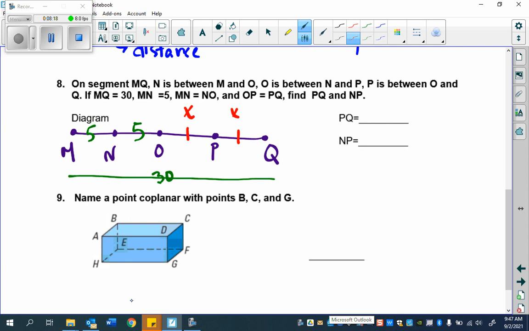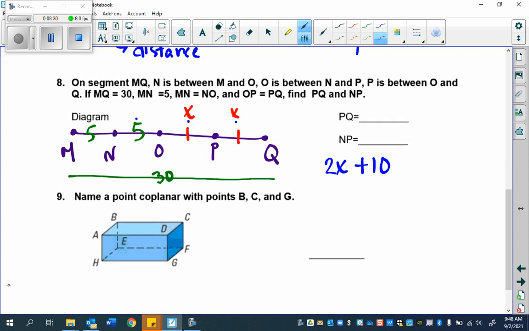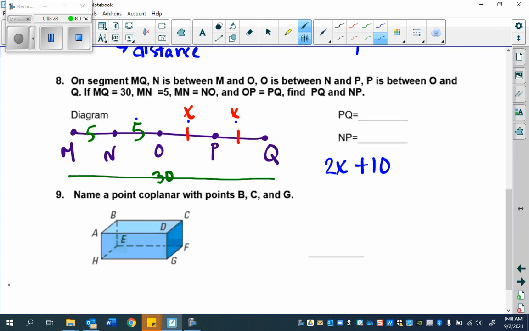So when I go to write an equation that represents all of this information, I know that 2x from this x and this x plus 10 from this 5 and that 5 are going to be equal to 30. Subtract 10 from each side, divide by 2. So I know my x has a value of 10.